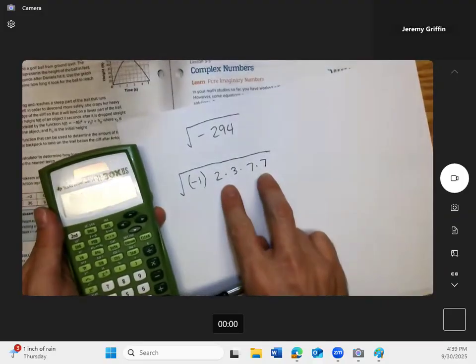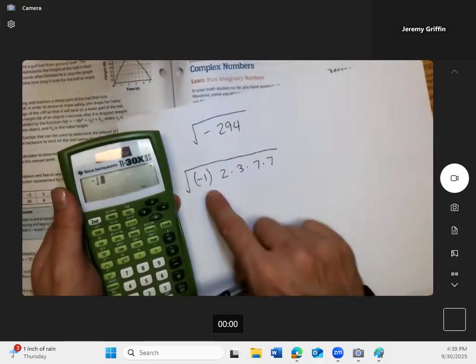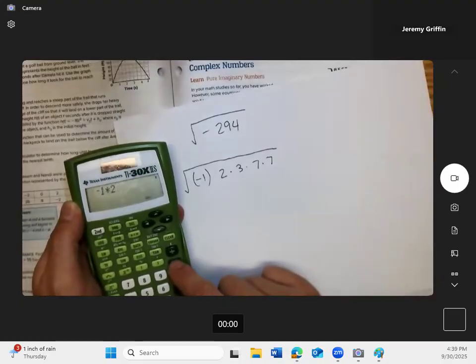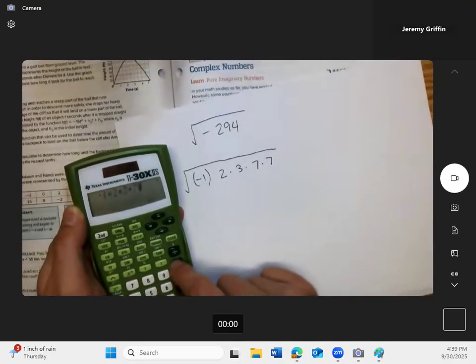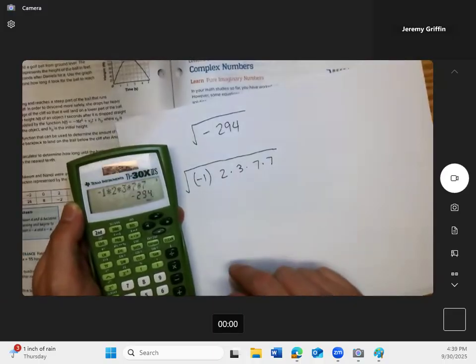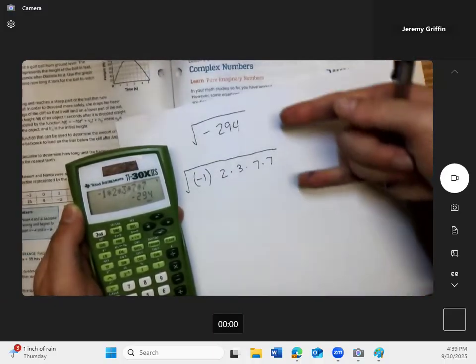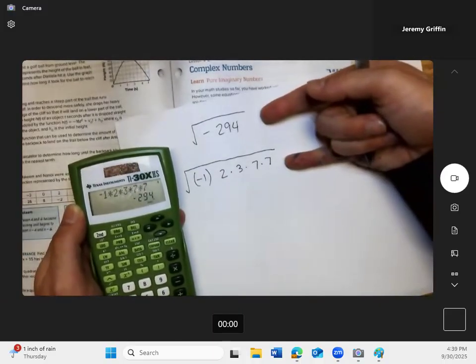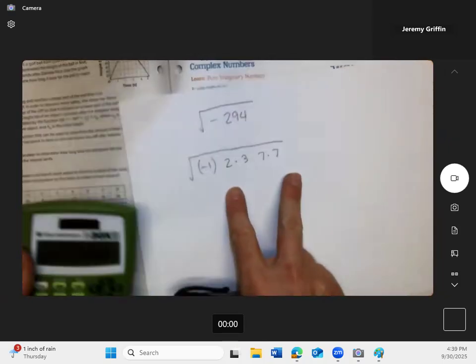Let me show you guys that this does multiply to that. So I can do -1 times 2 times 3 times 7 times 7. It should tell me -294. Let's see if it does. Sorry, 294, that's what I meant. -294. Yeah, it sure is. It matches. So that looks like this.